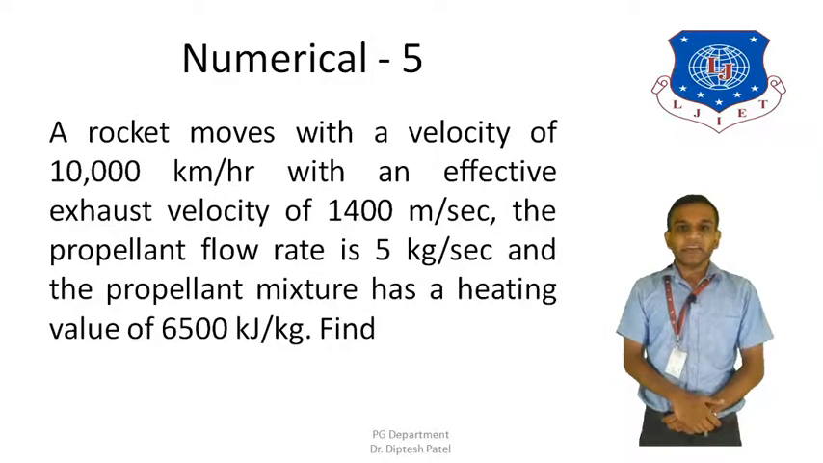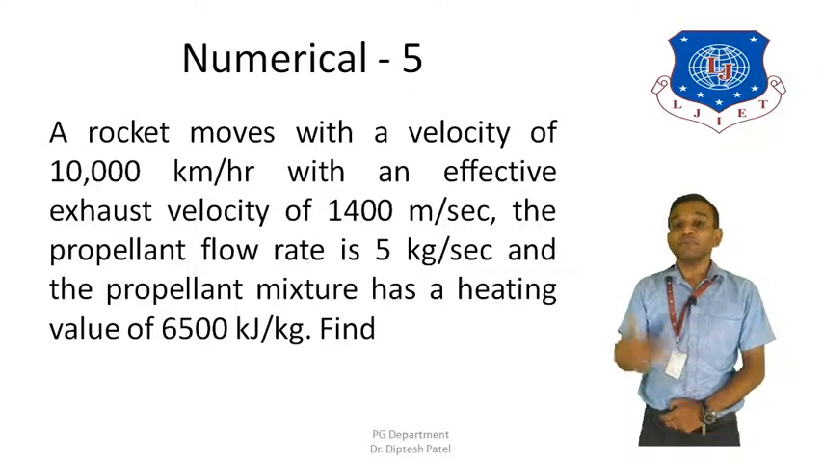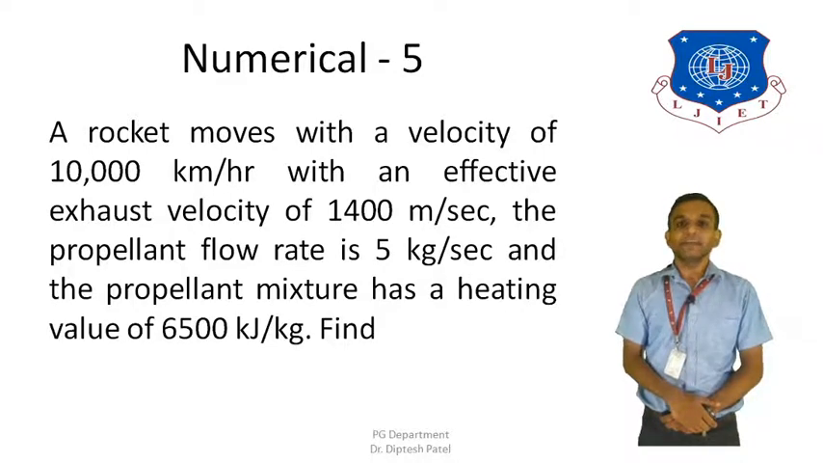The next thing is that the propellant flow rate is 5 kilogram per second, means the mass of fuel which is required for the combustion inside the combustion chamber for the rocket body. So that would be mf, and the propellant mixture has a heating value of 6500 kilojoule per kilogram. So the calorific value of the fuel is also given, and that is 6500 kilojoule per kilogram.